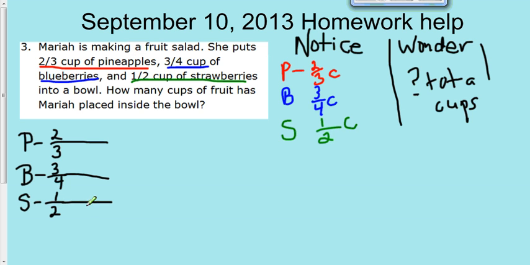Now to add fractions, we always have to have a common denominator. So far I have denominators 3, 4, and 2. So you have to find out the first thing that they all have in common. What are they all factors of? Well, they all can go into 12. So what we want to do is set our fractions up with a common denominator of 12.